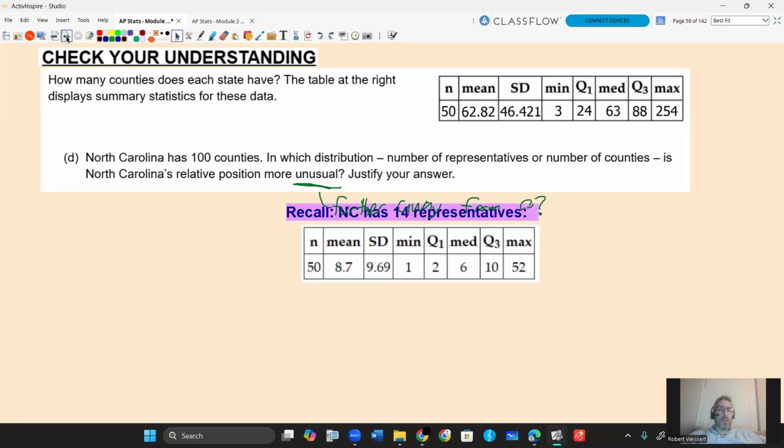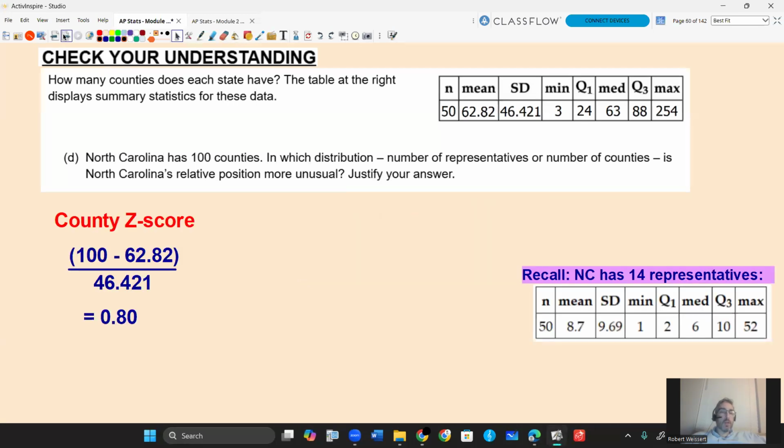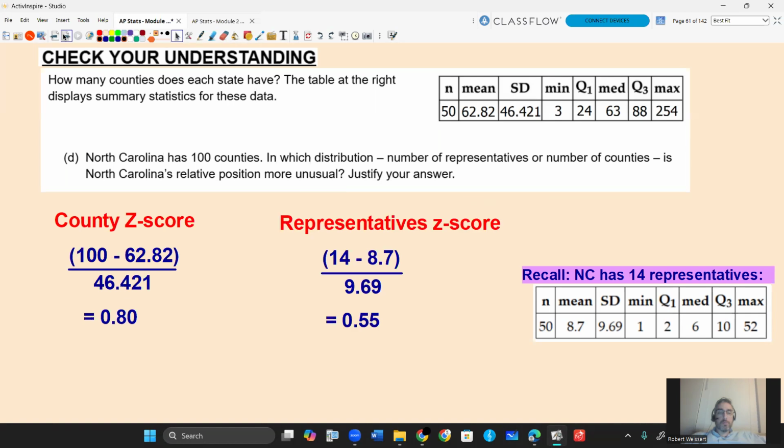Let's remind what the number of representatives values North Carolina had. They had 14 from Part A. So we want to get the z-score for both the number of representatives and the number of counties from the data up here. Let's start with the counties. It's going to be 100 minus 62.82 divided by 46.421. You'll get 0.80. Now let's do the z-score for representatives. We'll do 14 minus 8.7 divided by 9.69. And that's going to be 0.55.